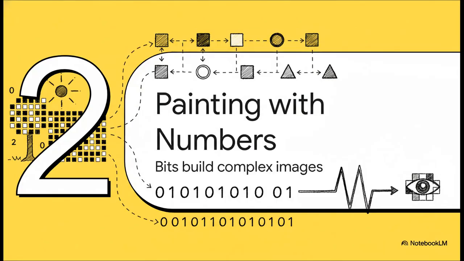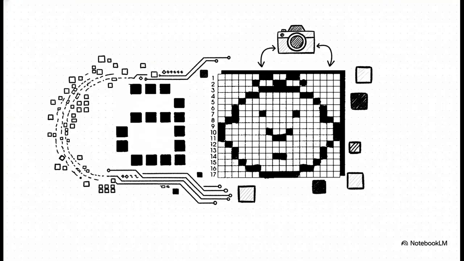All right, Section 2, Painting with Numbers. So we know how to make numbers now. Let's take it up a notch. How do we go from simple numbers to something way more complex, something visual? How in the world can you paint a picture using nothing but zeros and ones? Yeah, I mean, how do you get from a long string of bits to a beautiful photograph? It feels like a massive leap, right?